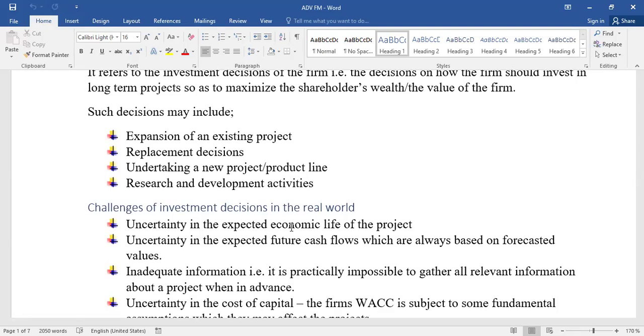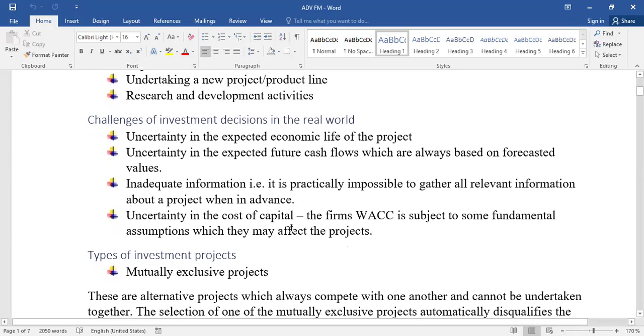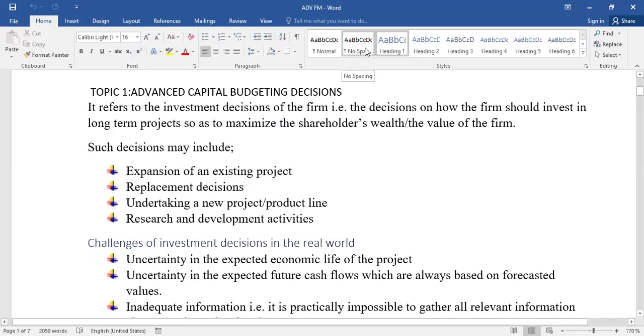We are also talking about inadequate information. It is practically impossible to gather all the relevant information about our projects in advance. Uncertainty in the cost of capital: the firm's WACC is subject to some fundamental assumptions which may affect the projects. I remember when dealing with the cost of capital, we discussed two major areas: the WACC, the weighted average cost of capital, and the WMCC, the weighted marginal cost of capital.